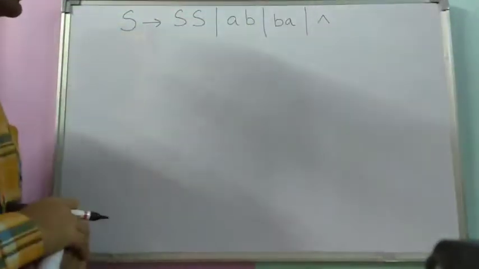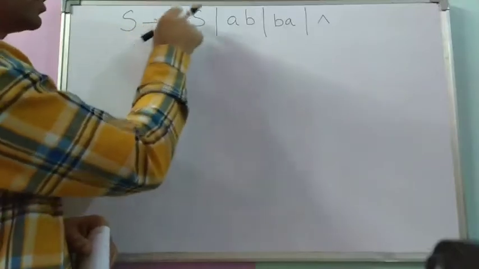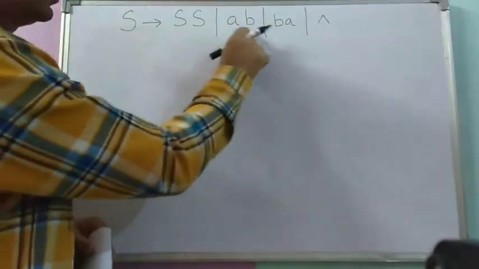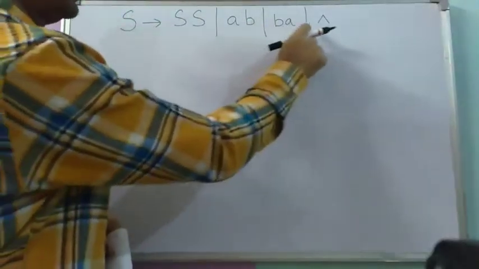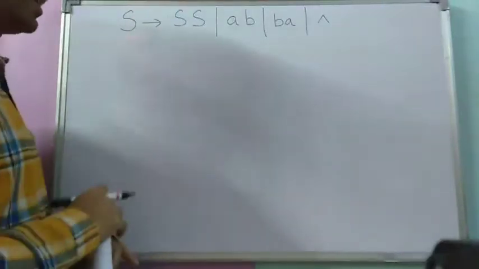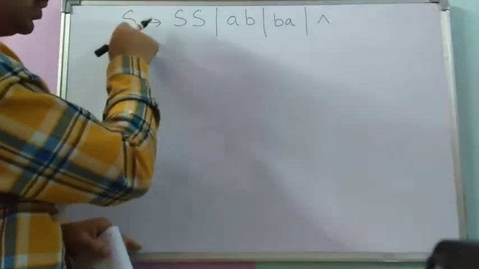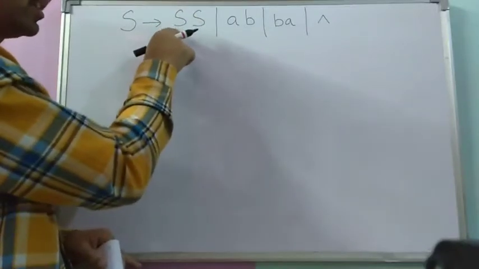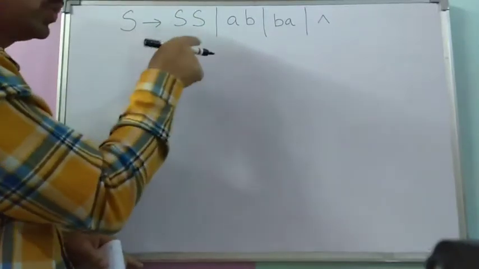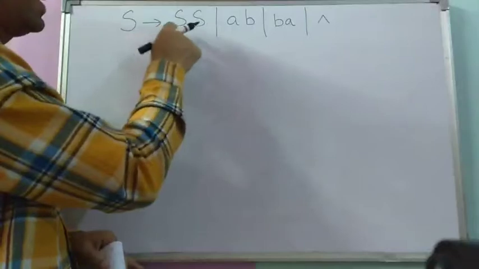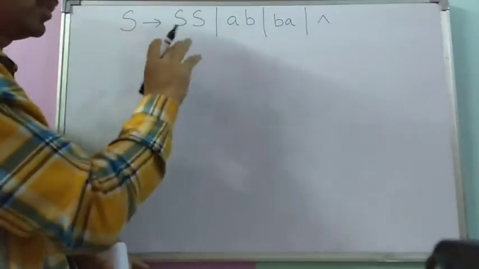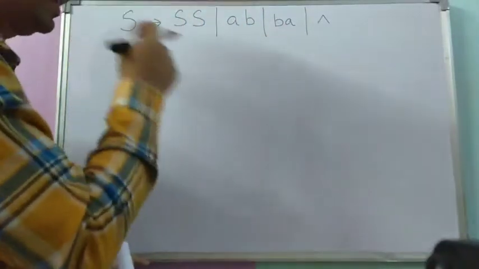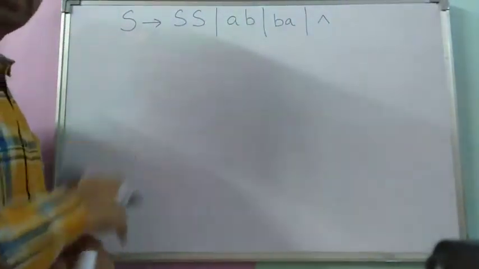Now in this fourth example, our productions are S to double S, then S to small ab, then S to BA, and then S to null. This is a simple grammar which simply says that through this S we can generate 2 S, and again if we use this production we can generate 3 S, because this one S will be converted into 2 S, and so on. So we can generate any number of S from this single S. Each S can be replaced either by null or by AB or by BA.